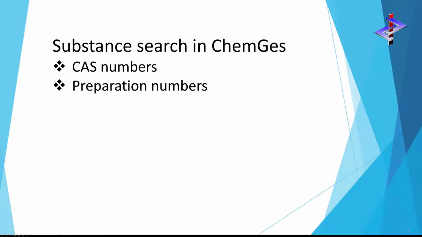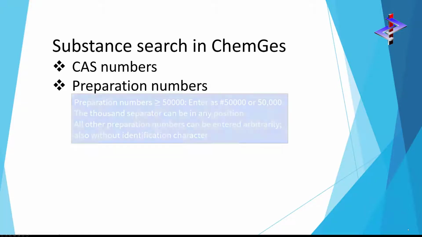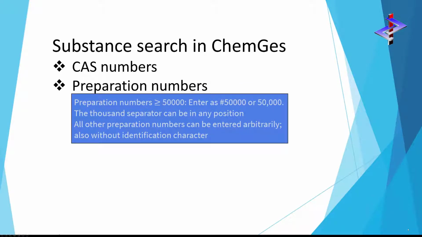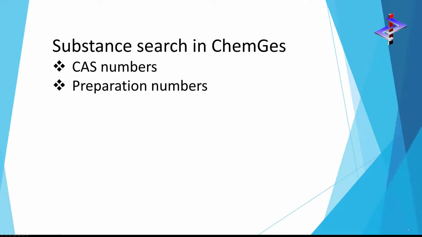ChemGes can tell from the value of the number whether it is a raw material or a preparation. CAS numbers don't start until 50,000, so if a number less than 50,000 is entered, it can only be a preparation. Our program is of course not limited to 49,999 preparations. In this case, one either writes a 1000 separator within the identification number or starts the number with a hash sign. Third, internal raw material numbers.